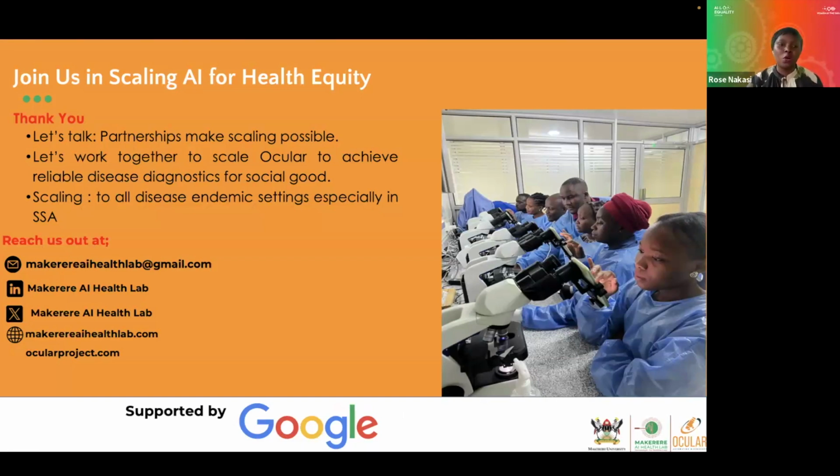So in terms of scaling, we are looking at all disease endemic settings, especially in sub-Saharan Africa, but also we're looking at expanding this work to other disease challenges that are microscopically diagnosed.